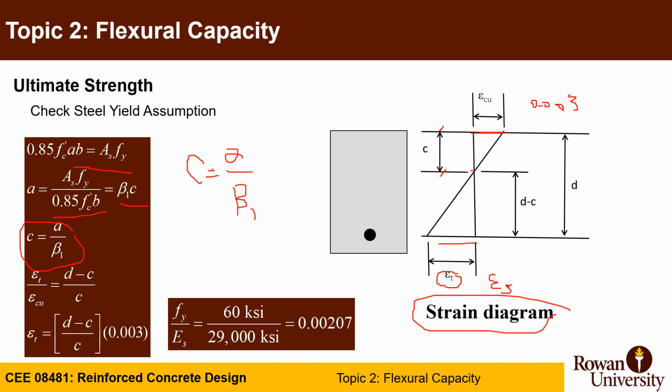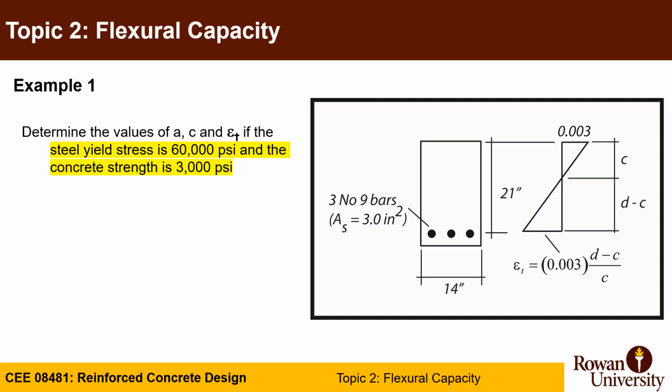If you take trigonometry and ratios, you will have epsilon t divided by epsilon cu, which is 0.003, equal to d minus c divided by c. Rearranging, epsilon t is d minus c divided by c, times 0.003. You have all those values, d and c. Even from there, you can verify whether your steel is yielded or not, and whether your assumption is correct or not. So let's calculate this very quickly using example number 1.